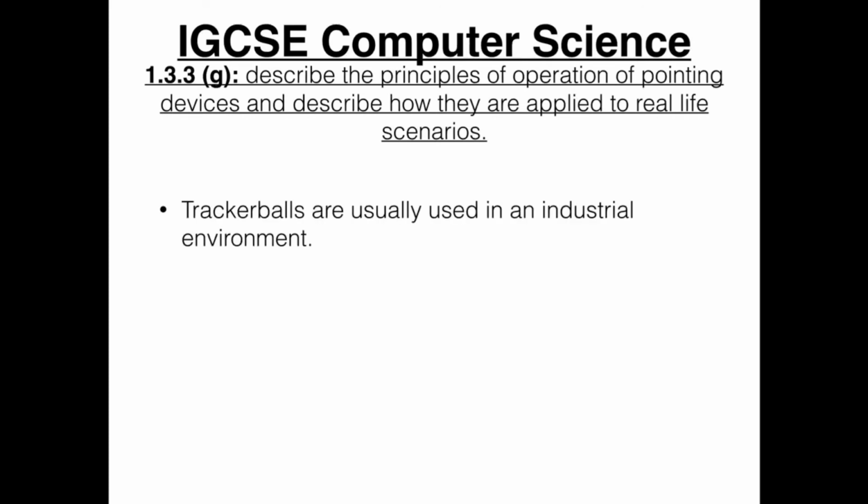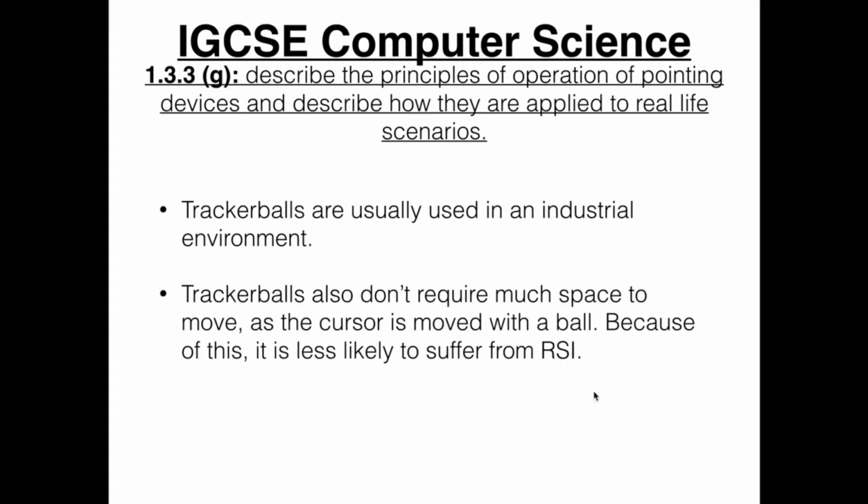obviously. Tracker balls are usually used in industrial environments. Tracker balls also don't require much space to move, as the cursor is moved with a ball. Because of this, it is less likely to suffer from RSI when you're using them. It's like mice, you're always moving your hand around, but with tracker balls, you're just moving a ball.